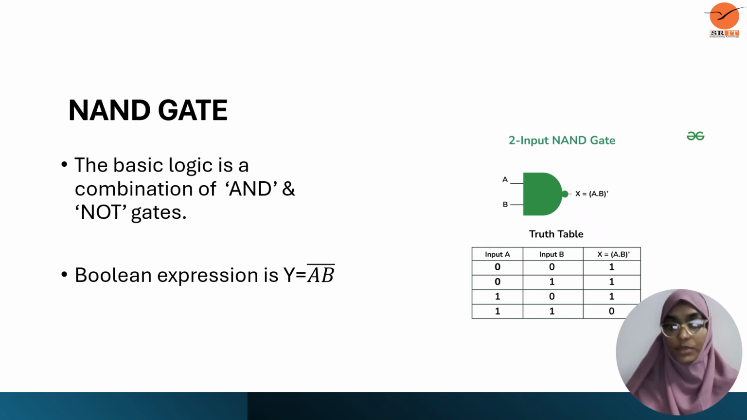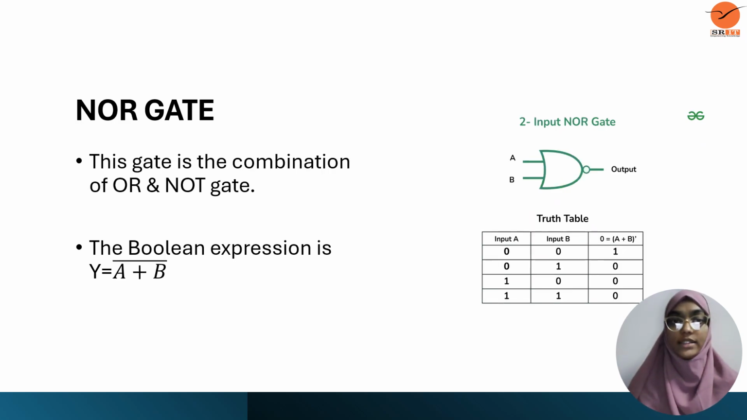Whenever we see the truth table, when both inputs are low, we'll get the output as high. And when both the inputs are high, we'll get the output as low. When one input is low and another input is high, then we'll get the output as high. Now let us see NOR gate. NOR gate is the combination of OR gate and NOT gate, and the Boolean expression of NOR gate is (A+B) bar. In the truth table, when both inputs are low, we'll get the output as high. When both inputs are high, the output will be low.